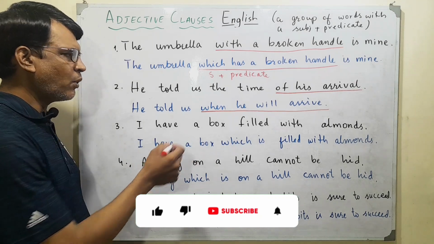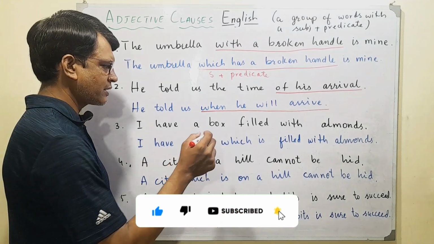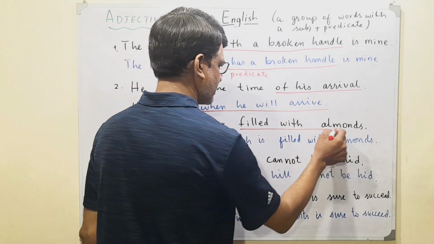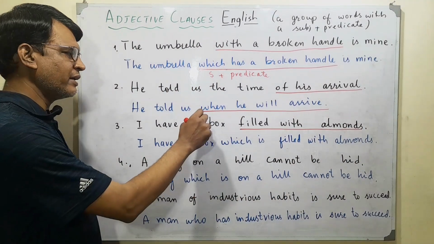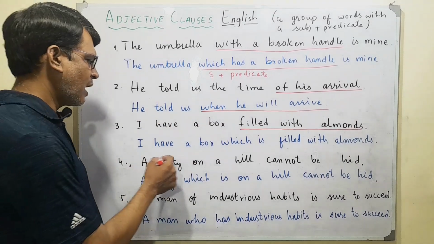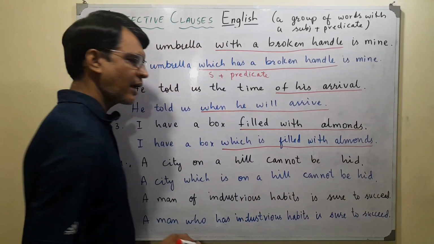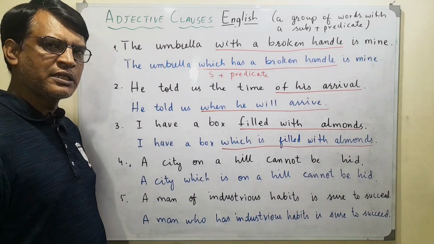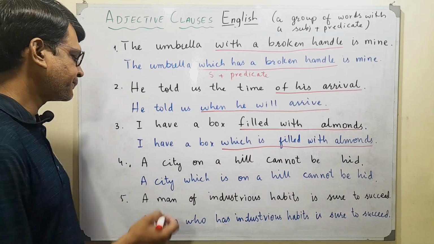Another is: I have a box filled with almonds. What is the adjective phrase? The phrase is filled with almonds, which is modifying the box, which is a noun. And how do we change it into a clause? We say: I have a box which is filled with almonds. That is how we change an adjective phrase into an adjective clause.